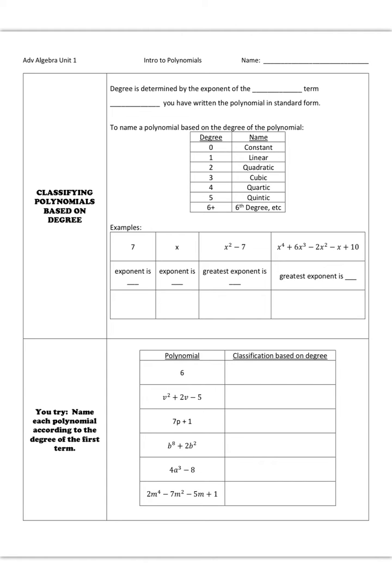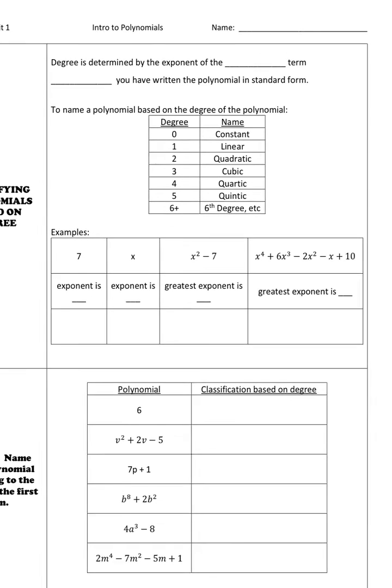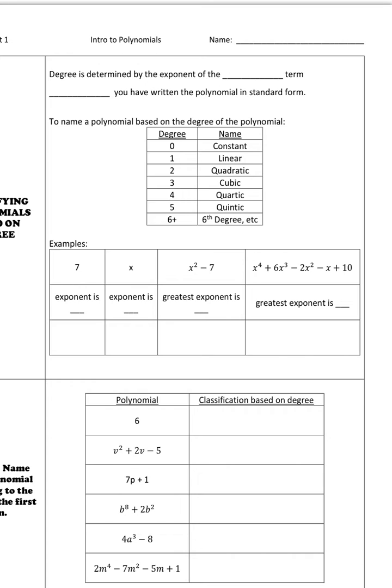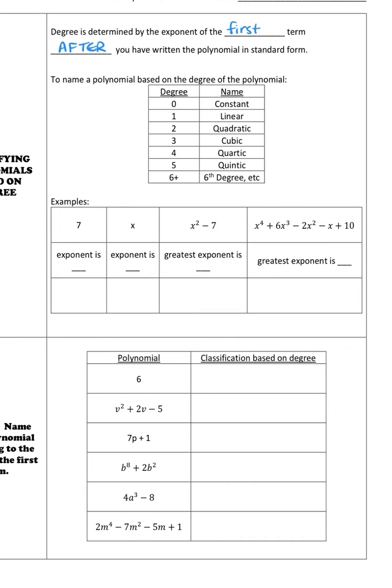Hi guys, today we are going to talk about classifying polynomials based on degree. So the degree is also going to be determined by the first term. Remember, we still have to put them in standard form if they're not already in standard form. But the degree is going to be determined by the first term after we have written the polynomial in standard form. Okay? And so there's some vocabulary that goes along with this.